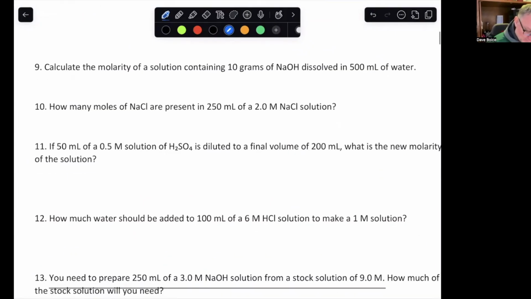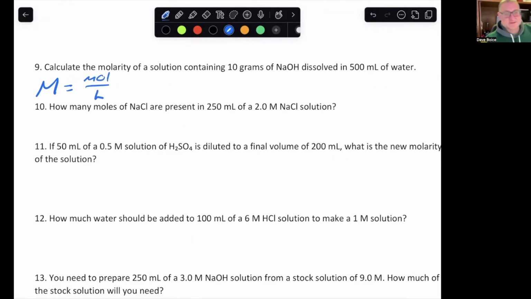All right. Calculate the molarity of a solution containing 10 grams of NaOH dissolved in 500 milliliters of water. All right, so now we are going to a different formula. We want molarity, and molarity equals moles divided by liters. So it's very important that you have it in both moles and liters. And grams is not the same thing as moles. We can get there, but it's not good yet. So 10 grams of NaOH.